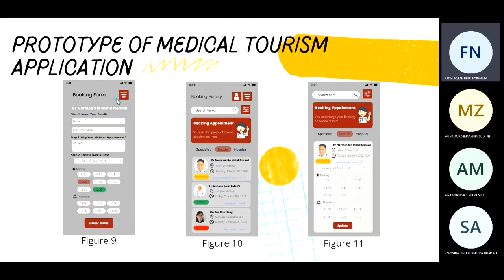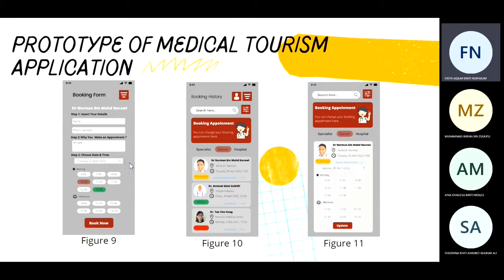So when the user clicks book now button, the system will display as figure 9, which is booking form. So the first step, the user must insert their detail such as name and phone number, and then the user must answer the question why they make an appointment for this doctor. And for step 3, the user must choose date and time.